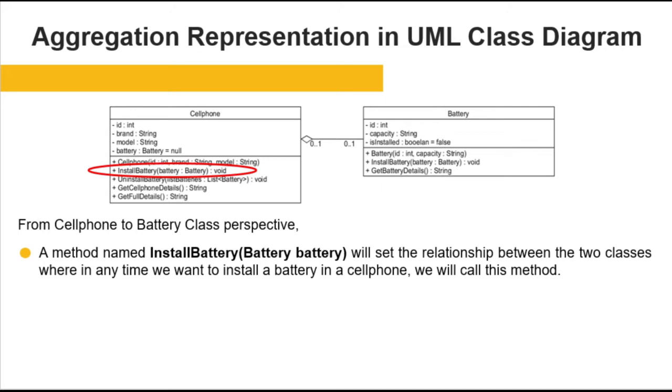This method also controls the multiplicity of having only one possible battery object to be installed in a single cell phone object. This method indicates the functionality of aggregation wherein we can connect an object to another object.